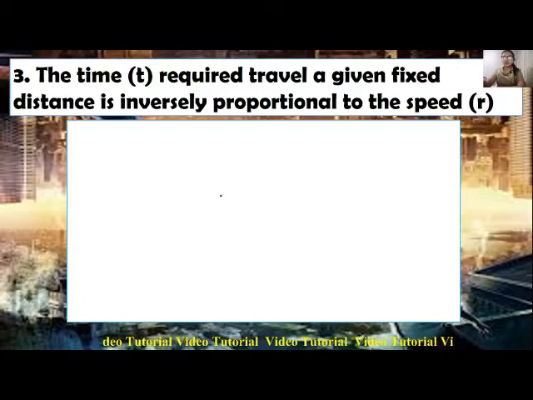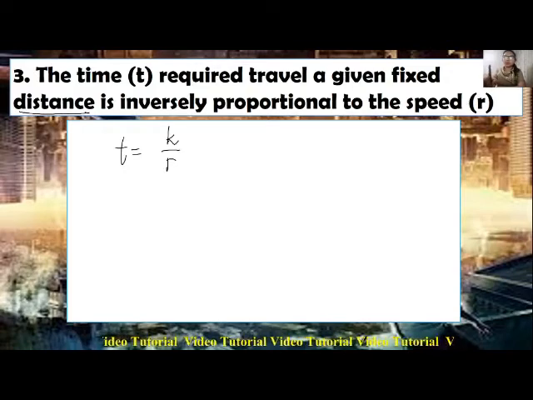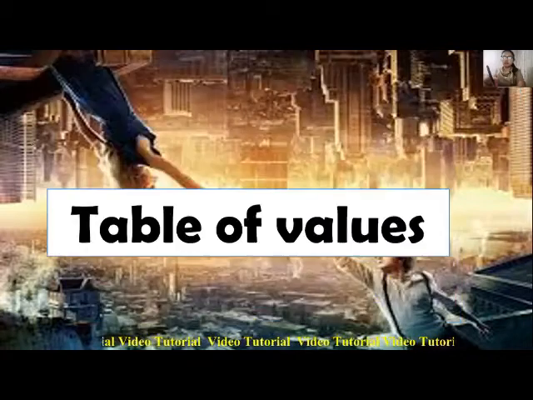And then for our third example, we have the time t required to travel a given fixed distance is inversely proportional to the speed r. So we have t equals k over r. Although we have here another quantity which is the distance, it is denoted in our statement that it is fixed. Therefore, the distance here is the constant of this problem or statement.